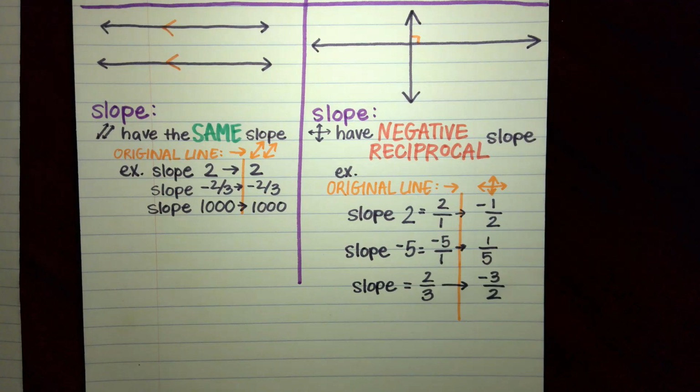So negative reciprocal just means that we make it the opposite sign. If it's negative, we make it positive. If it's positive, we make it negative. And then we just flip the fraction upside down.